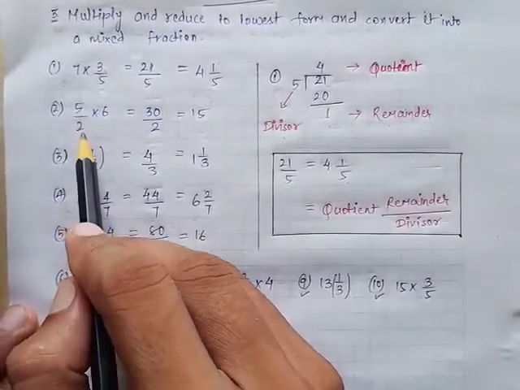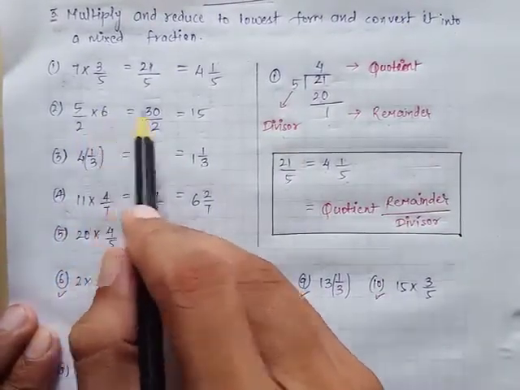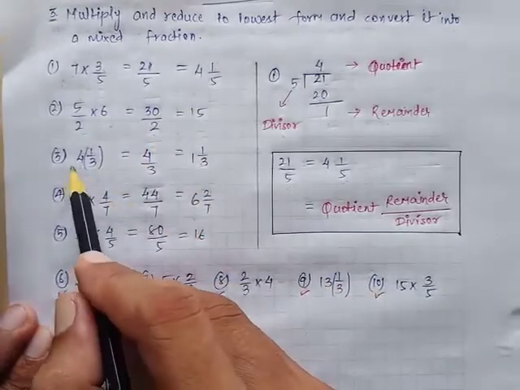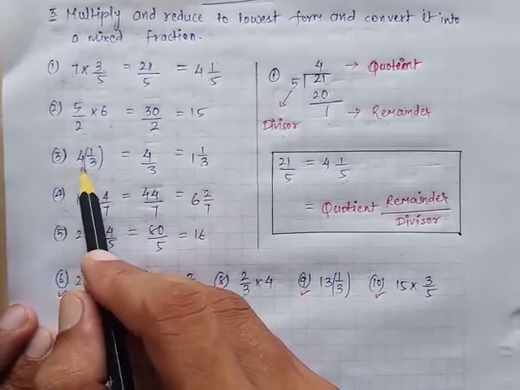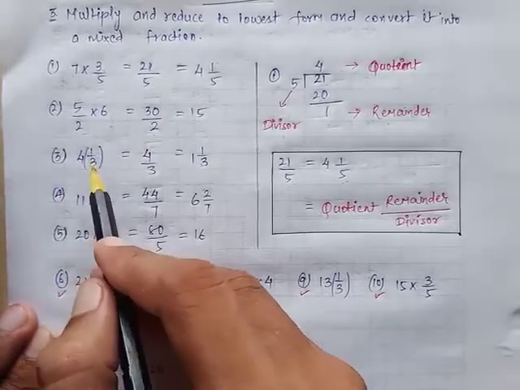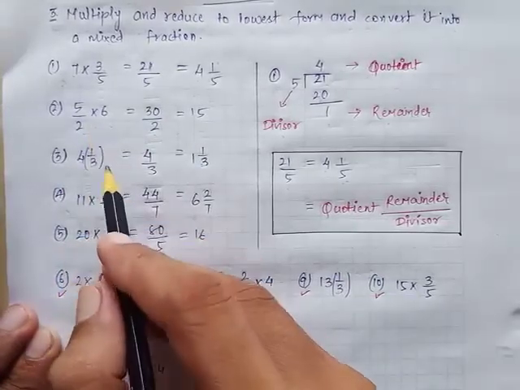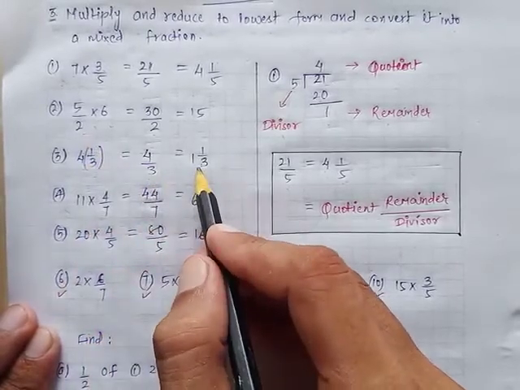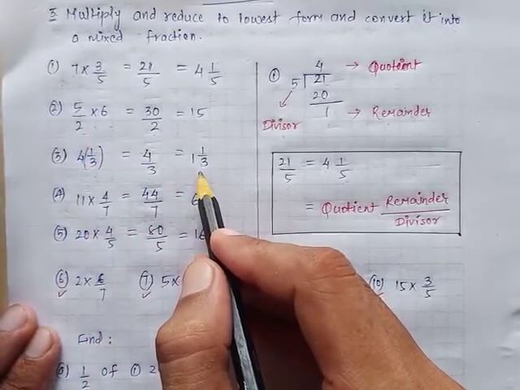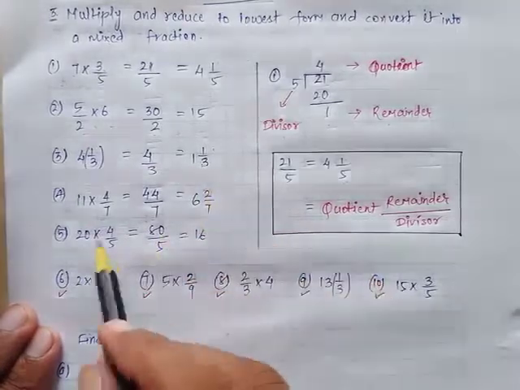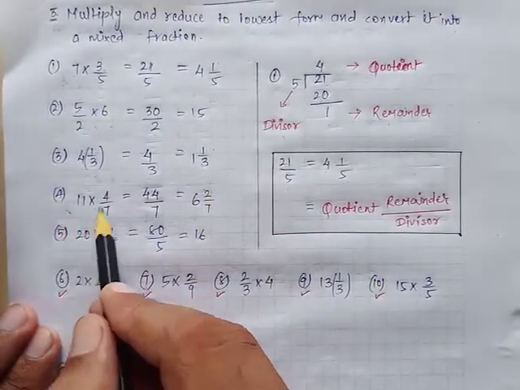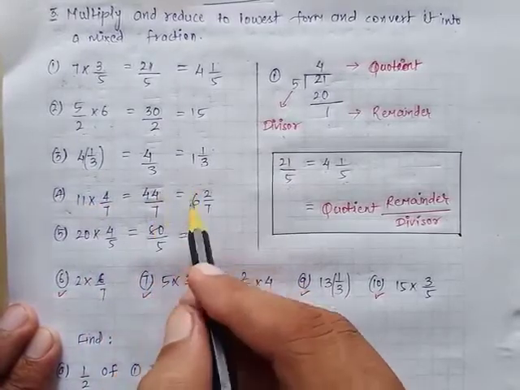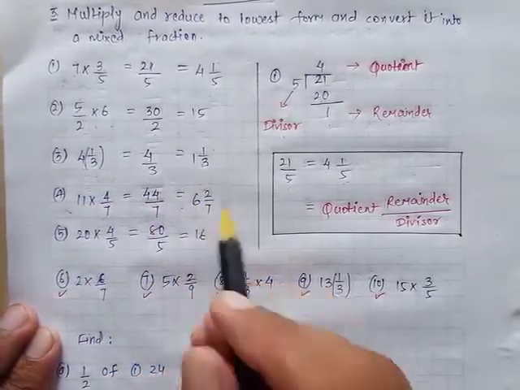All these steps are the same for question number 2. This is 5 upon 2 into 6. We can write it as 5 6s are 30 upon 2, and the answer is 15. Now third one, 4 into 1 upon 3. You can write this in this form also. This becomes 4 1s are 4 upon 3, and its mixed fraction is 1 integer 1 upon 3. Next, 11 into 4 upon 7. This is 11 4s are 44 upon 7, which is equal to 6 integer 2 upon 7.